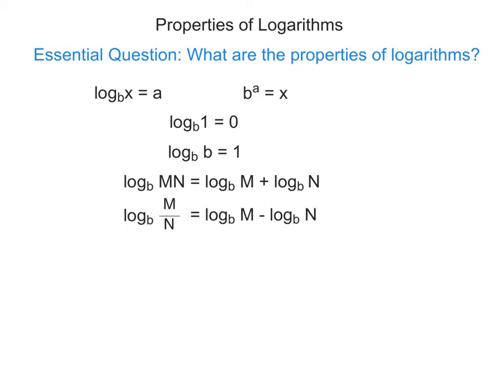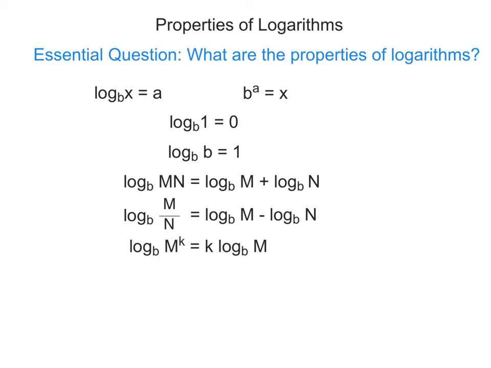Now the next rule or property is the quotient rule, okay? So this is saying that the log to the base b of m over n is equal to the log of the numerator minus the log of the denominator, or the log of m over n is equal to the log of m minus the log of n, okay? So the log of m over n is equal to the log of m minus the log of n.